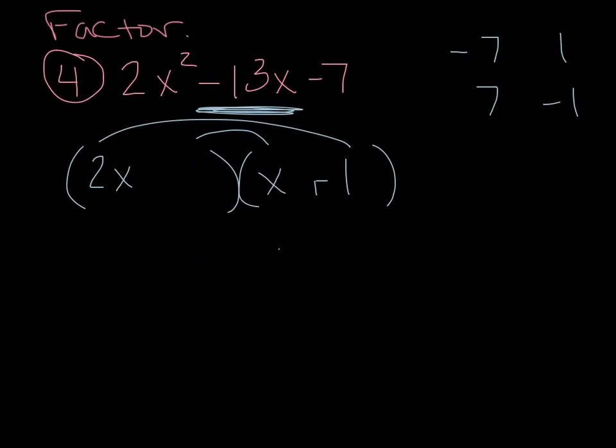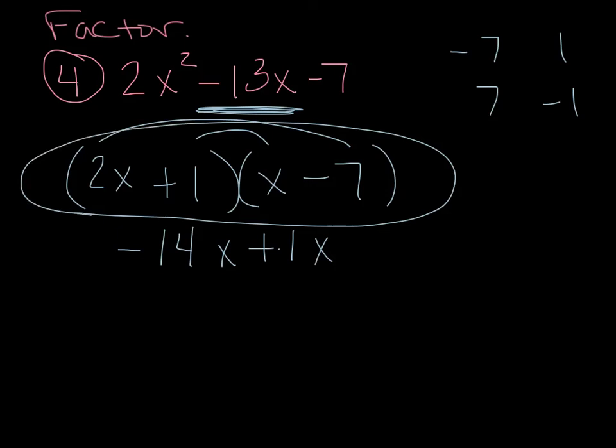Then what you can do is flip those around and use positive 1 and negative 7. 2 times negative 7 is negative 14x. 1 and x gives me positive 1x. Negative 14 and 1 gives me my negative 13x. So that was my answer. My answer is 2x plus 1, x minus 7. Okay, so that's factoring. We'll see you tomorrow.